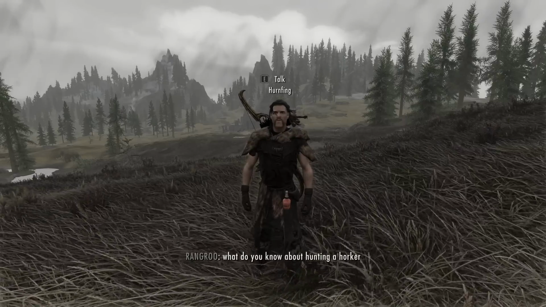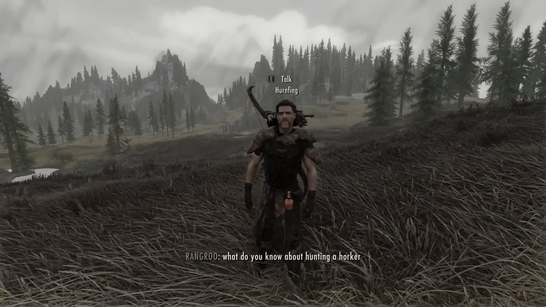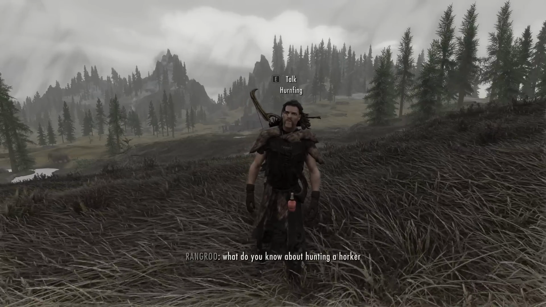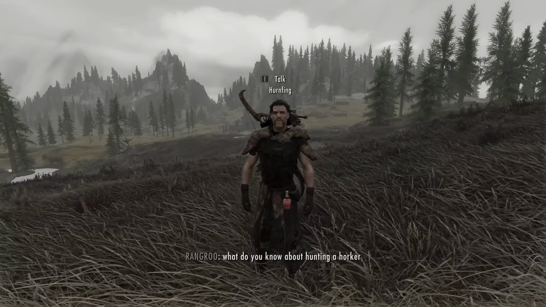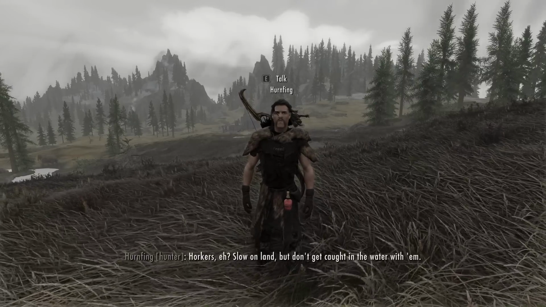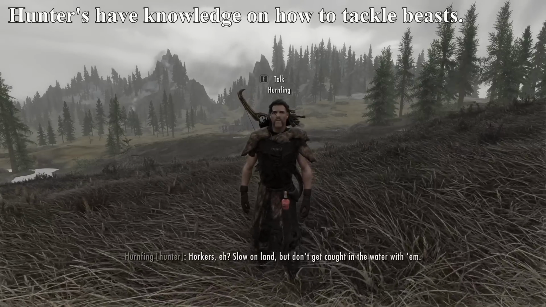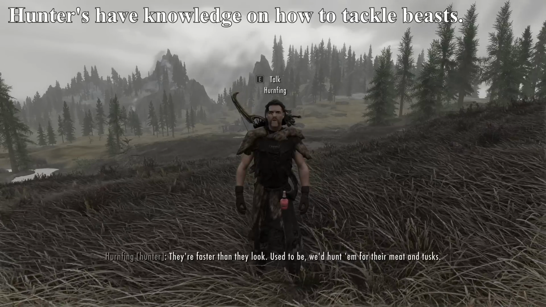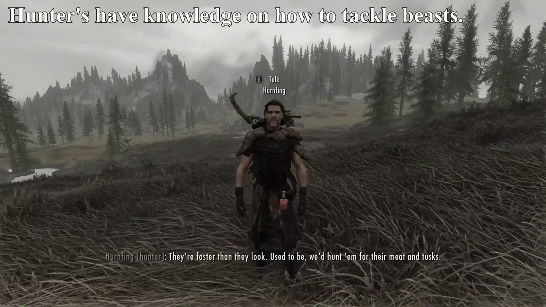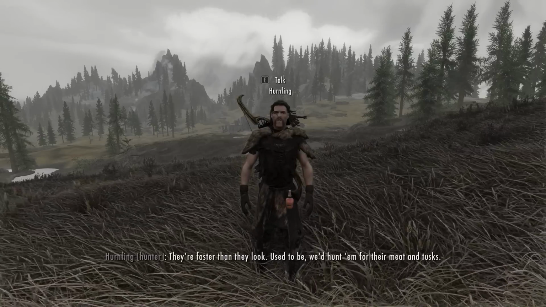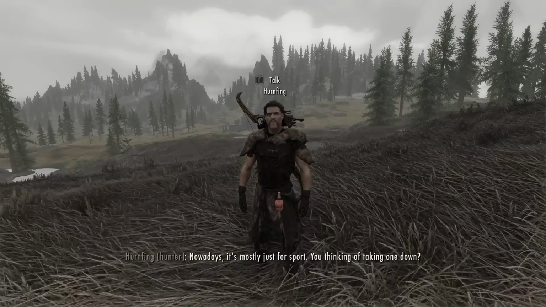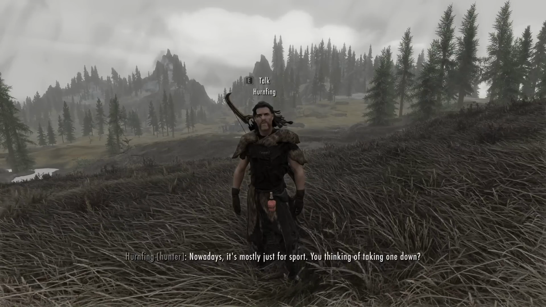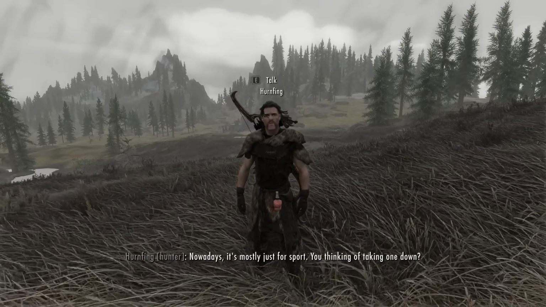What do you know about hunting a horker? Horkers, eh? Slow on land. But don't get caught in the water with them. They're faster than they look. Used to be we'd hunt them for their meat and tusks. Nowadays, it's mostly just for sport. You thinking of taking one down?